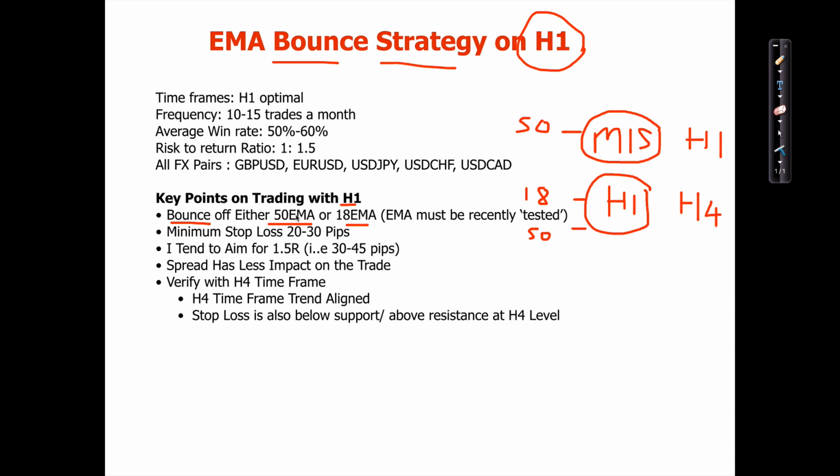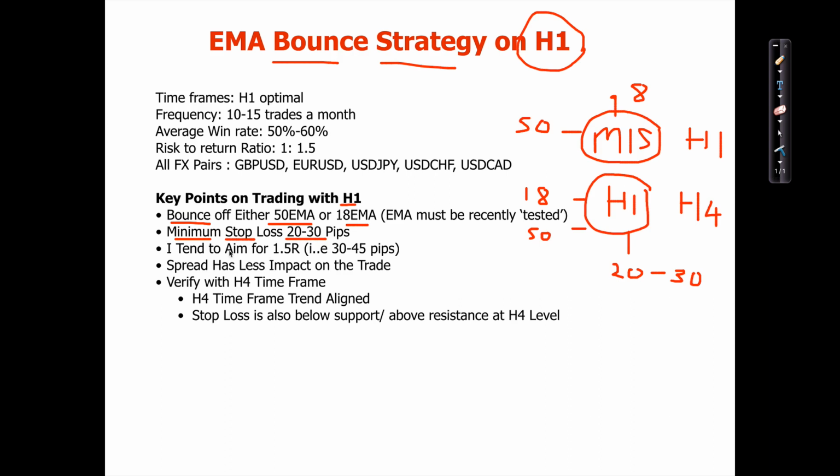The other difference is when I'm trading on H1, my stop loss distance is at least 20 to 30 pips, compared to the M15 time frame where my stop loss is 8 pips minimum. Usually for pound pairs, pound tends to be more volatile, and euro, especially at times, I will use a 30 pip stop loss as well. Again, it doesn't have to be exactly 20 or 30. It could be like 25 or something like that.